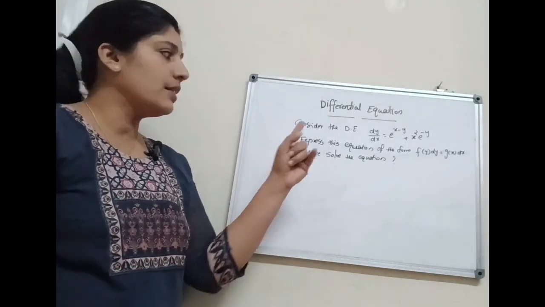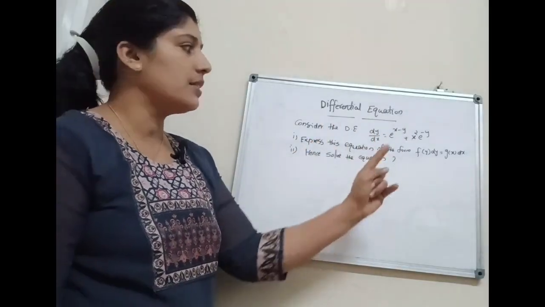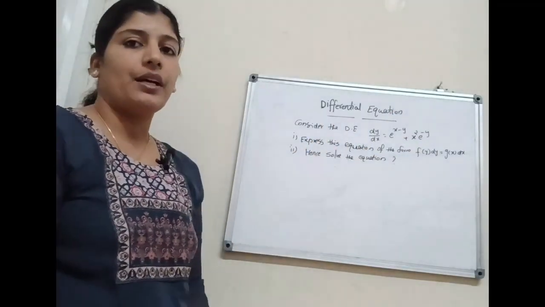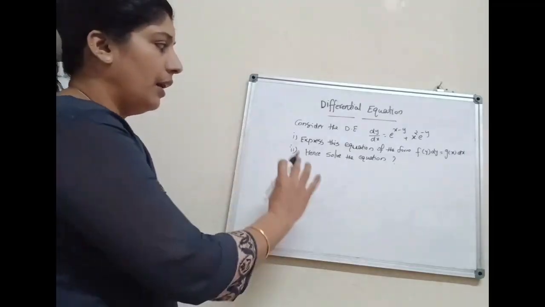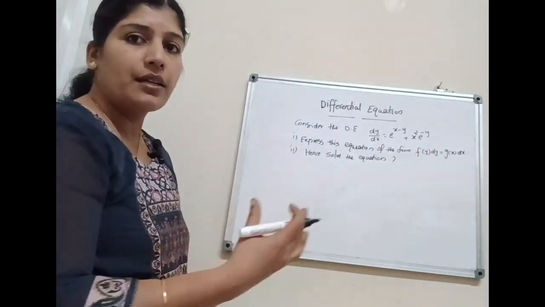Next question. Consider the differential equation dy by dx equal to e raised to x minus y plus x square e raised to minus y. First, express this equation in the form f of y dy equal to g of x dx.